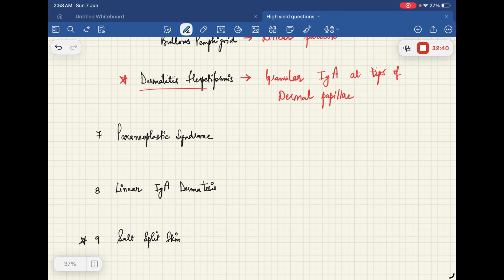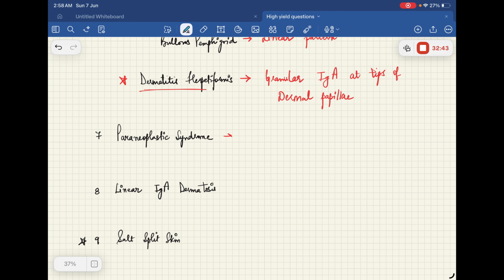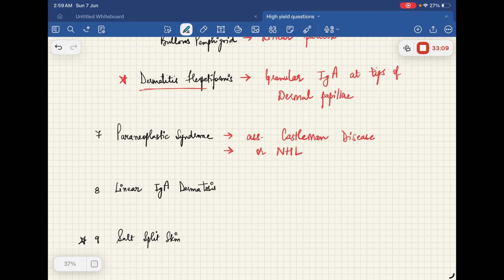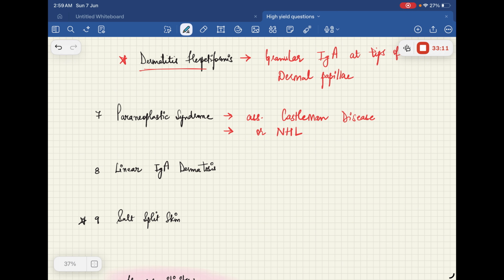Now, what is paraneoplastic syndrome associated with? Just remember that this syndrome is associated with Castleman disease. No need to go in detail, just remember these points. Or non-Hodgkin lymphoma. So Castleman disease or non-Hodgkin lymphoma. What is linear IgA dermatosis? First of all, it is common in children.